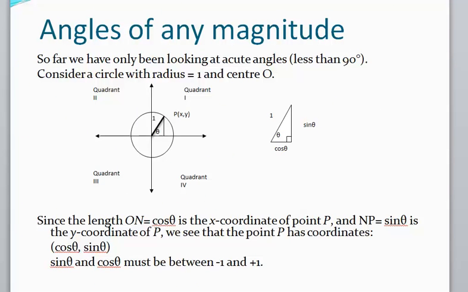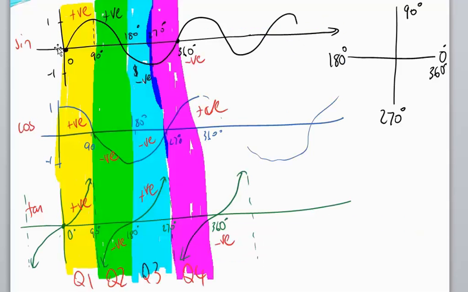So our angles of any magnitude, we have our quadrant 1, and remember we go anti-clockwise here. So 1, 2, 3, 4. So we're anti-clockwise. And then we use our unit 1. So our 1 is the length of our radius within this circle. And we have our angle theta. So here we have this angle theta, we go between 1 and minus 1. Same as we did here, we're between 1 and minus 1.